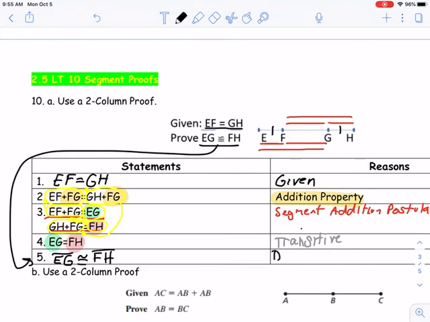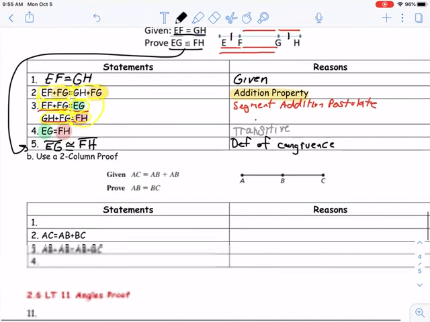And when I go from congruence to equals or vice versa, it's always definition of congruence, right? So in statement 4, we're saying EG equals FH. That's saying that they have the same length. If I measured them out, they would have the same length. In statement 5, saying EG is congruent to FH, that's just saying the shapes themselves are the same.